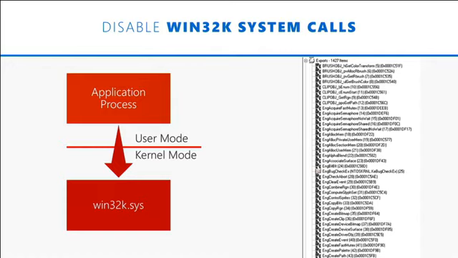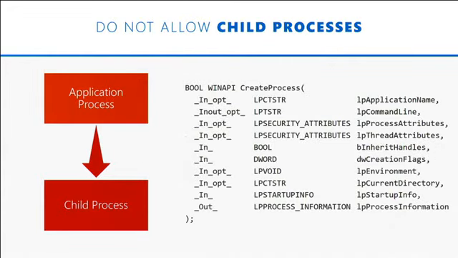I can disable calls into Win32k. This is a way to jump into system context. That's what Win32k does. So if my application should not be calling directly into Win32k, and most shouldn't, I can simply disable it and make it so that that's no longer possible. So I can't jump into kernel mode from within that application if it's likely to be compromised. I can block child processes.